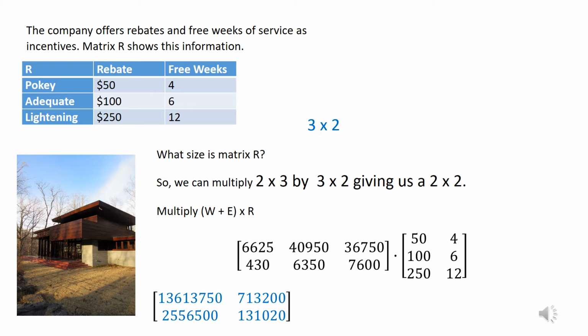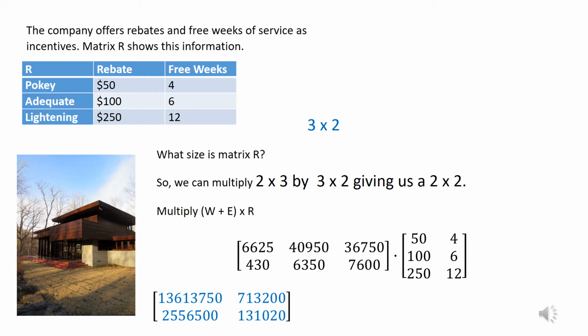If I dot the first row with the second column, I'm taking homes choosing Pokey times 4 weeks of free service, adding it to the homes that chose adequate times 6 weeks of free service, plus the homes that chose lightning times the 12 weeks of free service, giving me 713,200 weeks of free service to homes overall.